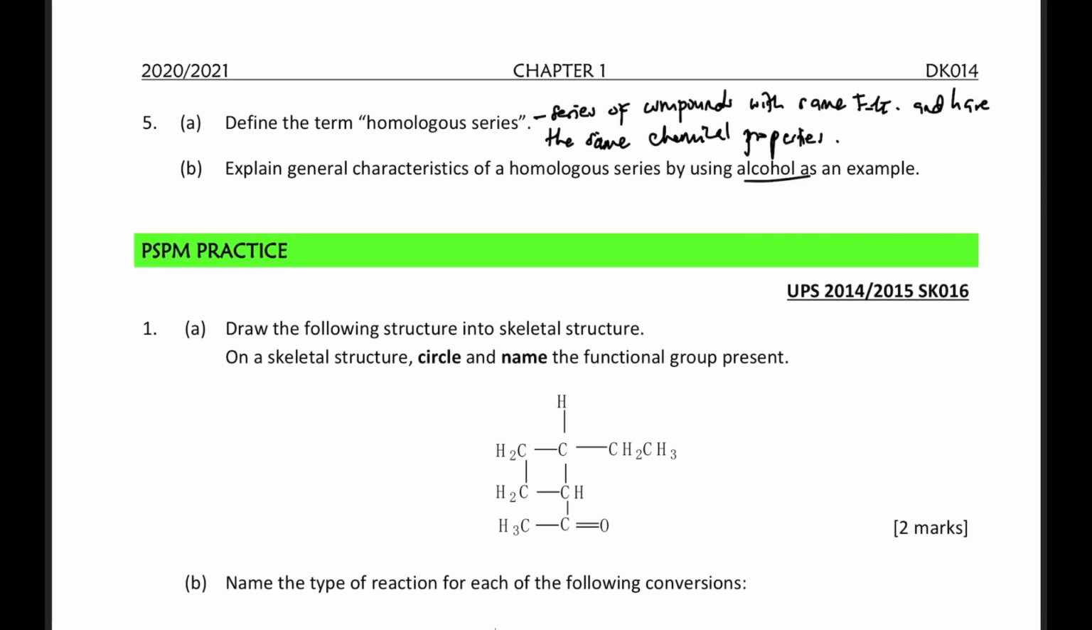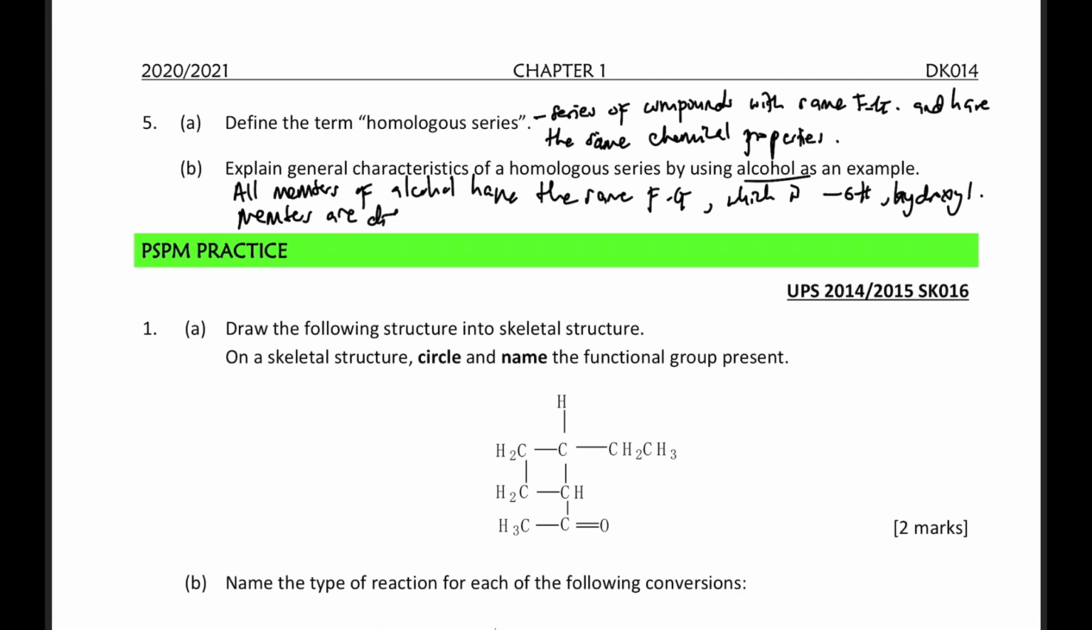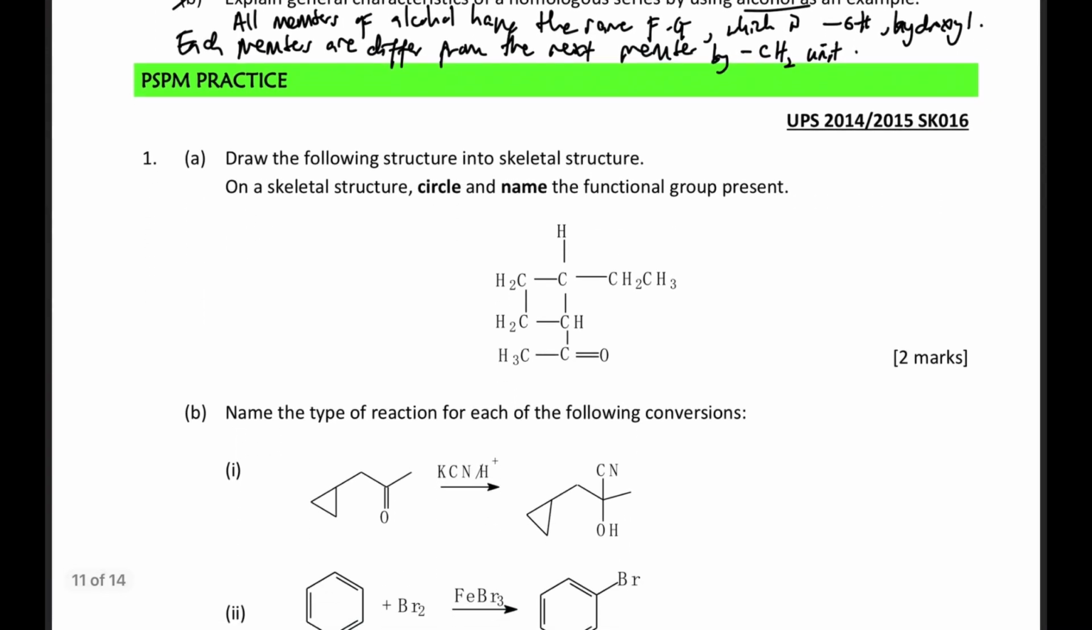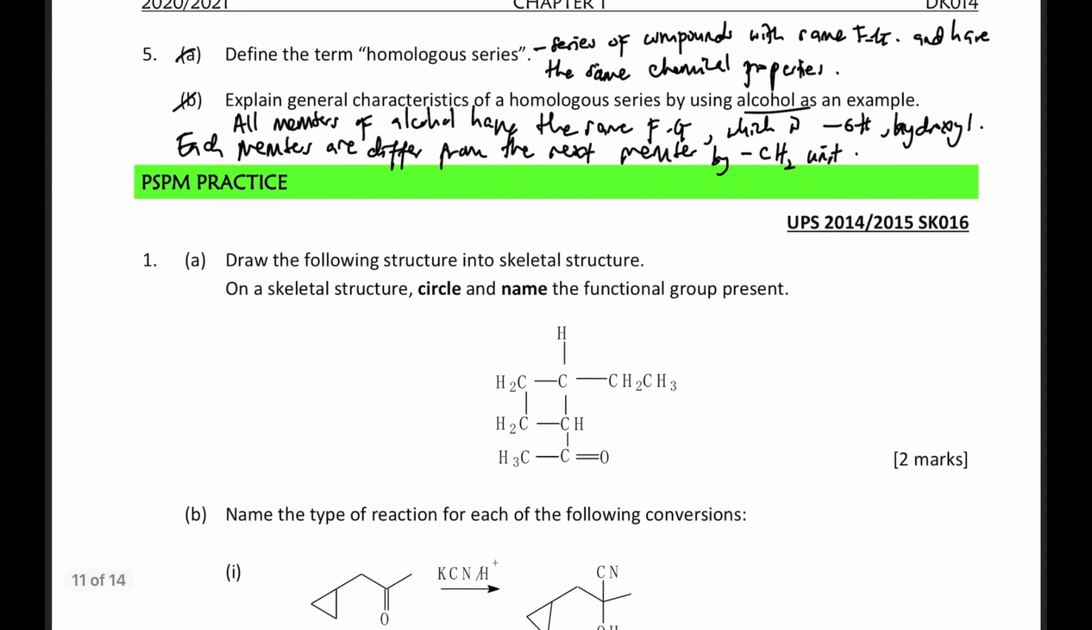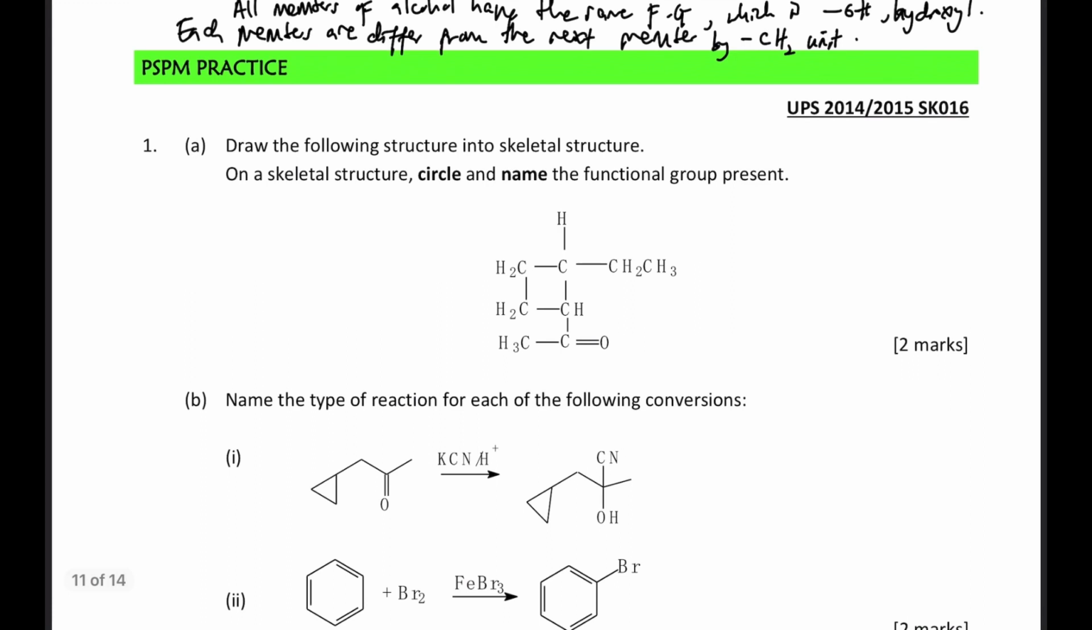Explain the general characteristics of a homolog series by using alcohol as an example. Okay, general ya. So alcohols, all members of alcohol have the same functional group, which is OH group, apa nama dia? Hydroxyl. Okay. Each member differs from the next member by CH2 unit. Okay, that's it. That's how you explain. That's for number 5 on try test yourself.